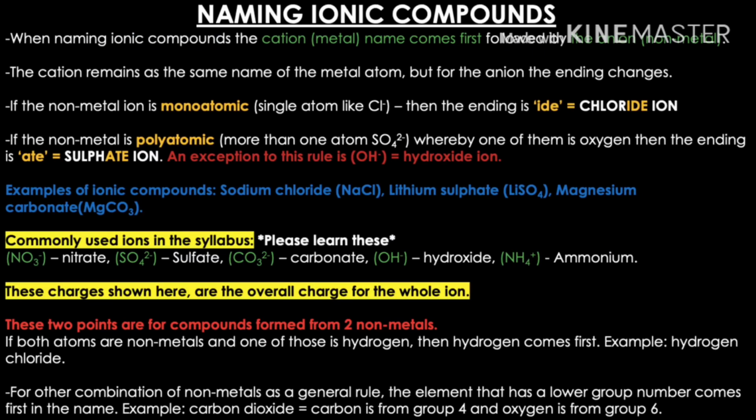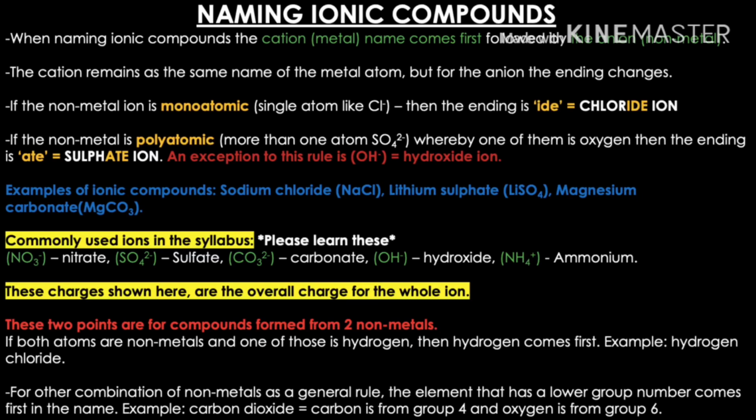Naming ionic compounds. When naming ionic compounds, the metal name comes first, followed by the non-metal name. The name for the metal ion remains the same as the metal atom, but for the name of the non-metal ion, the ending changes. So for example, if it's a magnesium atom changing to an ion, it becomes a magnesium ion. If it's a calcium atom changing to an ion, it becomes a calcium ion. But with non-metal ions, though the ending changes, it's not always the same.